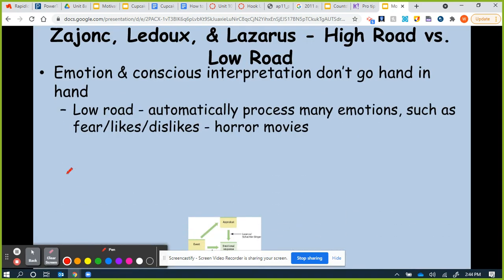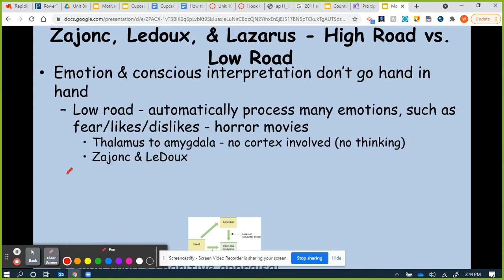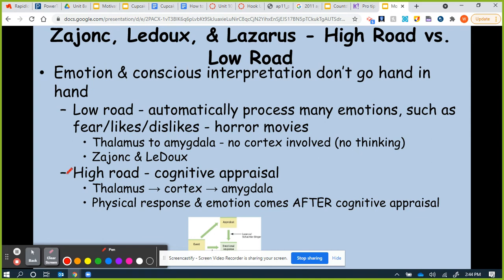Now, these newer theories, Zajonc, Ledoux and Lazarus. I call them high road versus low road, and both of these say that emotion and conscious interpretation don't always go hand in hand. So what these theories say is that we have a couple of different emotion systems, and some emotions affect us differently than others.